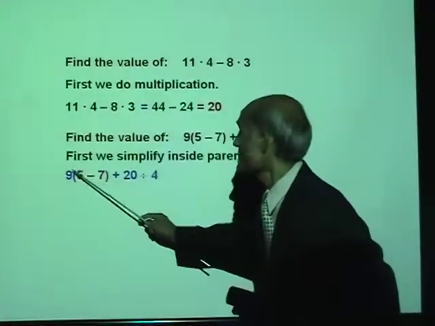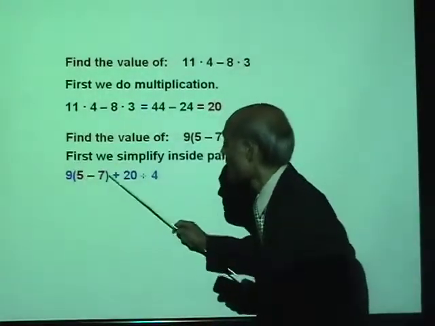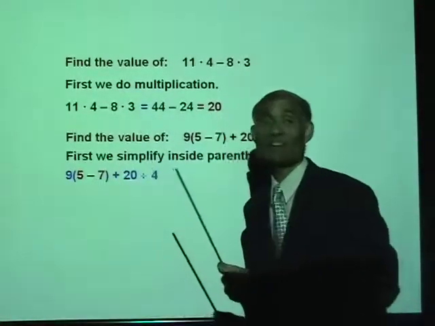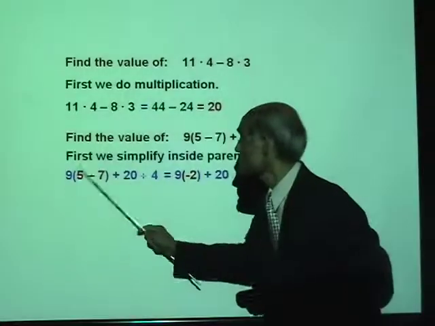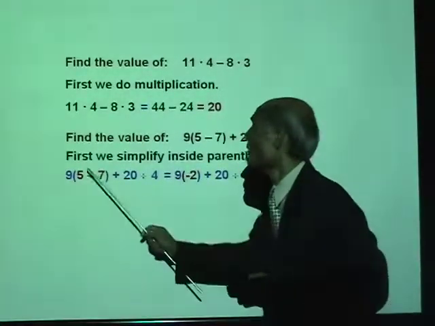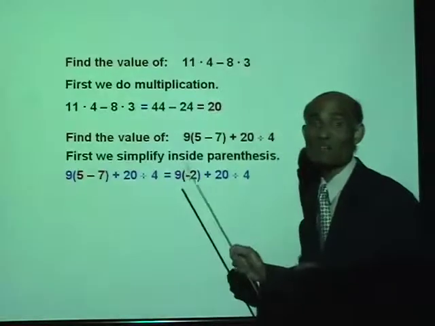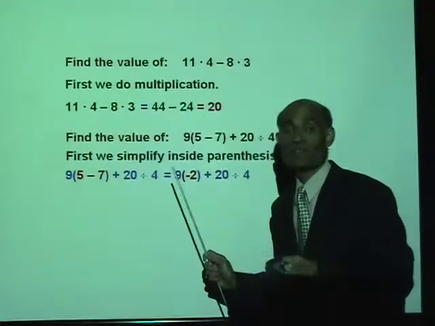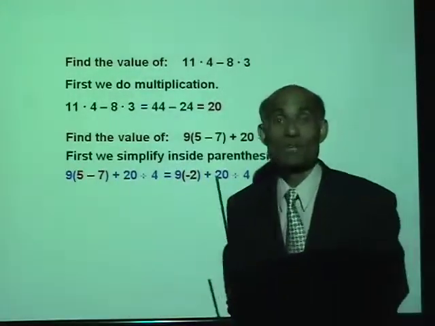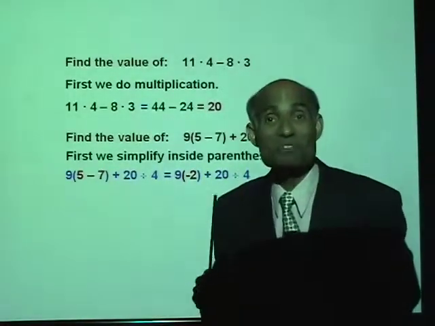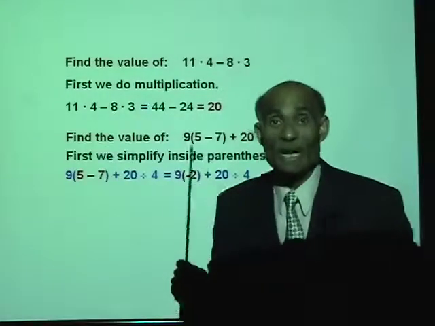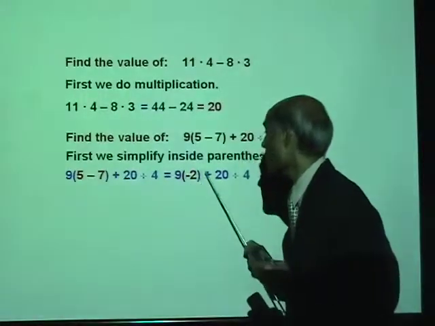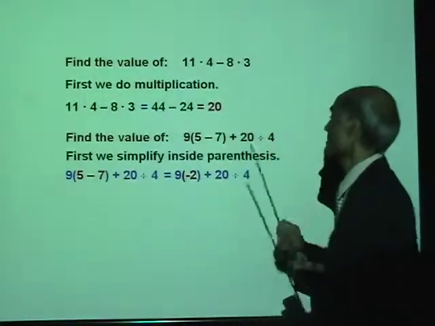So, 9 times (5 minus 7). I have colored it red, showing we are going to find that value first. So that will be 9 times negative 2. 5 minus 7 is negative 2. And look at the way I write it. Write it in a parenthesis. If you don't put that parenthesis, you will read it as 9 minus 2. Is that right? To avoid that, write it like this. 9 times negative 2 plus 20 divided by 4.